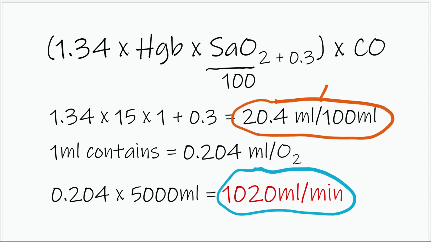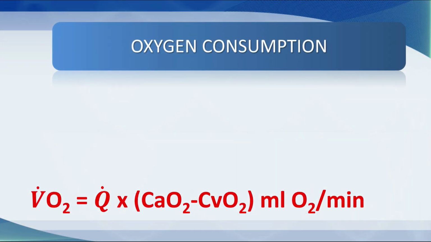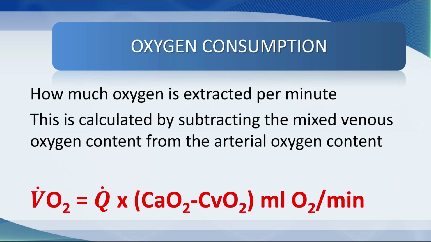This number here, the 20.4 mils per 100 mils, is the arterial oxygen content. And that's really important because we can now look at oxygen consumption. Oxygen consumption, or V with a dot over it, O2, is the cardiac output times the arterial oxygen content minus the venous oxygen content in mils of oxygen per minute. And it really tells us how much oxygen is extracted per minute. That equation, incidentally, is known as the Fick equation.